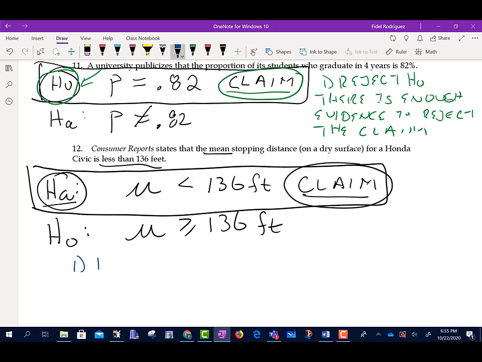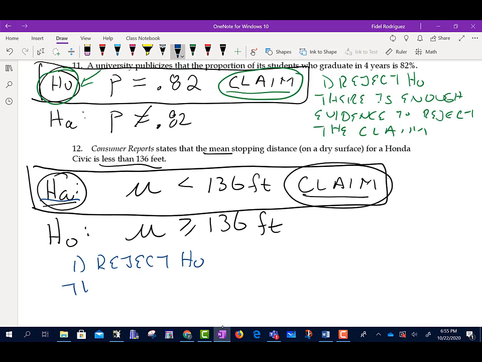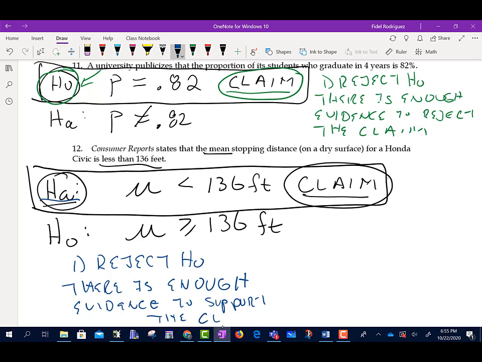Number one, we're going to reject the null, okay? Our claim is the alternate. So when I come back here, my claim is the alternate, and if we're going to reject the null, we're going to say there is enough evidence to support the claim. Sorry about my handwriting, guys. It's pretty messy.